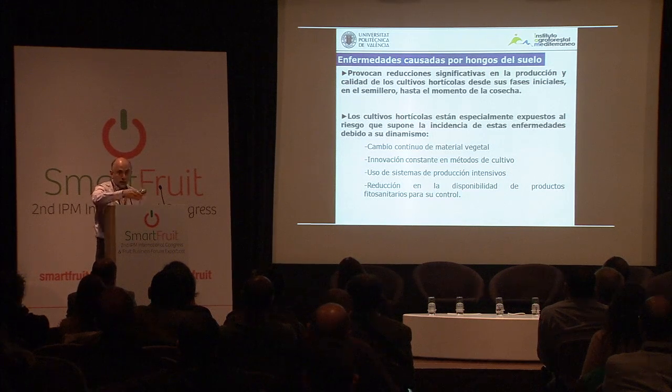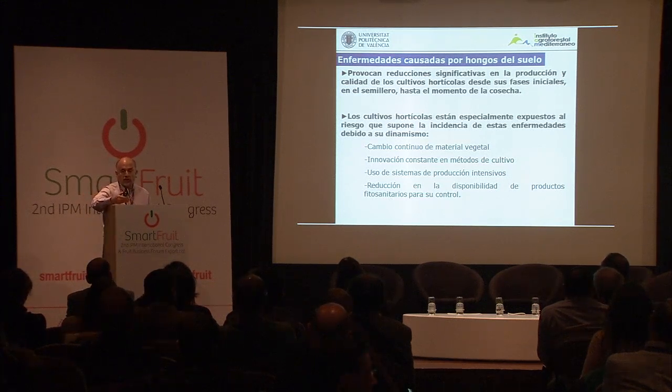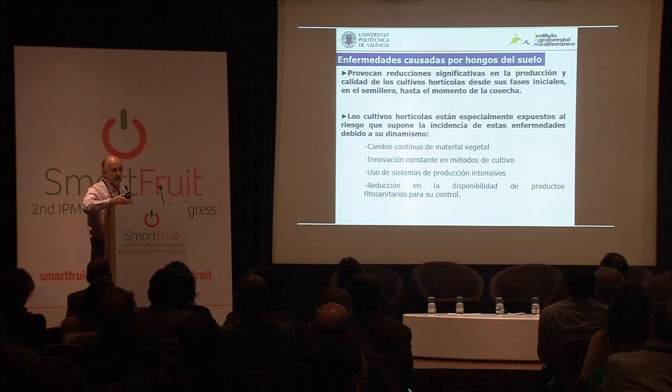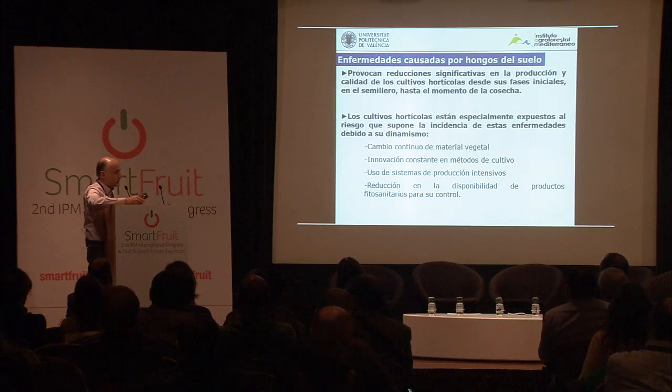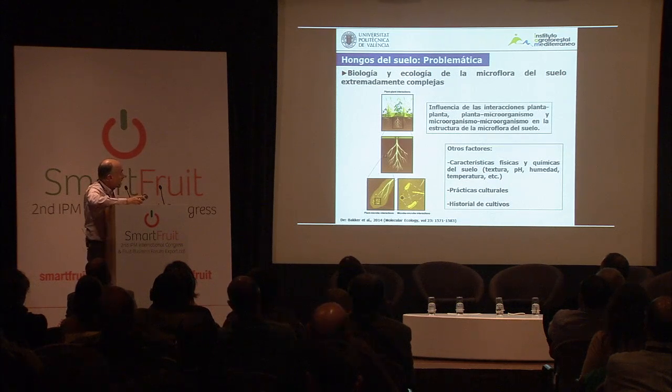Also, we very often use the same crops in the same place year after year, because the various cooperatives specialize in producing a single kind of crop, and it's difficult for them to have crop rotations because they can't face that constant variability of plants of different species. And also, as we heard at the beginning, there is a reduction in the availability of plant protective treatments which can be used on the soil. Just as we may have fungicides for use on the aerial parts of the plant, we don't have that many for the soil.